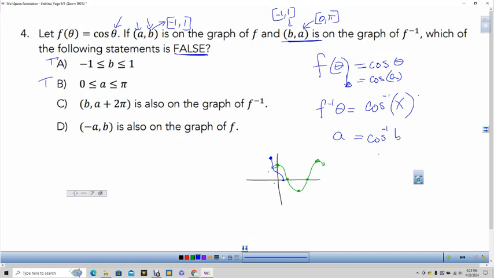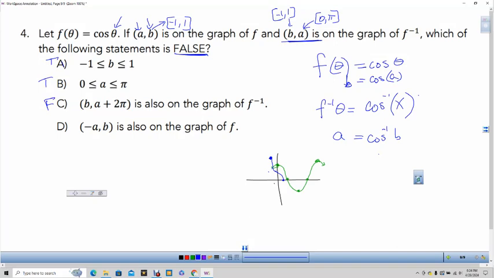All right, and (B, A + 2 pi) is also on the graph of f inverse. That's going to be false. Now, why is that going to be false? Well, remember, we're limited on our A from 0 to pi. So let's say we took the middle and said pi over 2, and then we add 2 pi to it. That's going to be larger than pi. So that means it's not going to be able to be on the graph of f inverse. So this one is the false one.